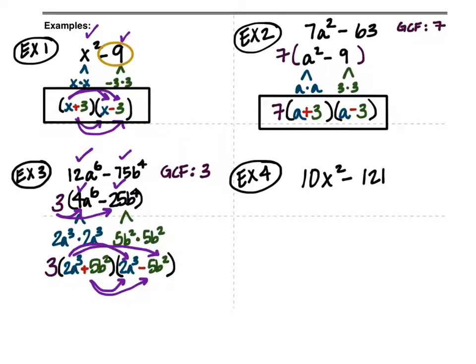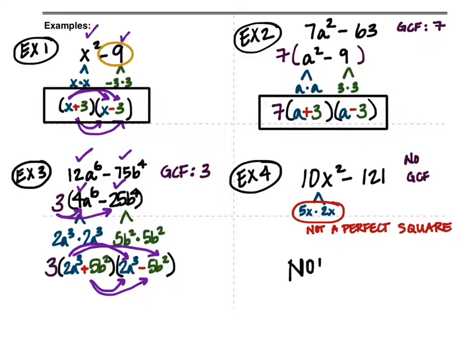So that would be 5x times 2x. And that would tell me I don't have a GCF, first of all. And when I break this up, 5x times 2x is not a perfect square. And because it doesn't have a GCF, it's also not factorable, and it's not part of this special case of difference of squares when I only have 2 terms.